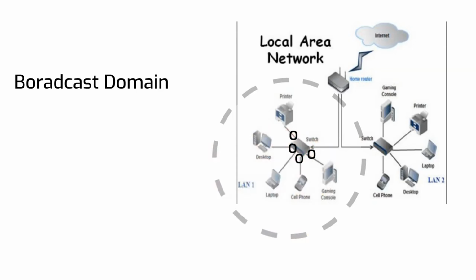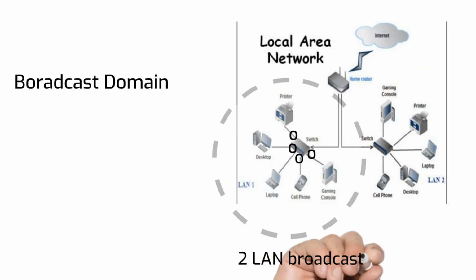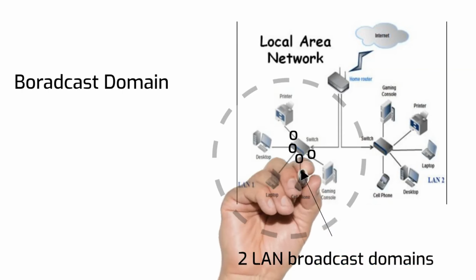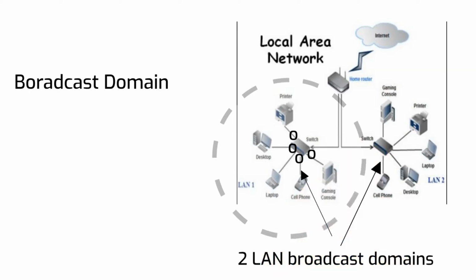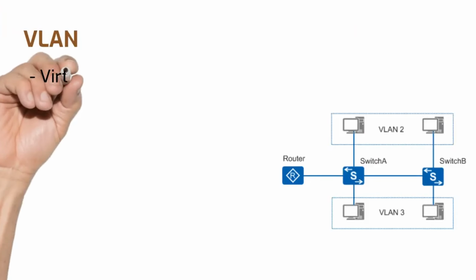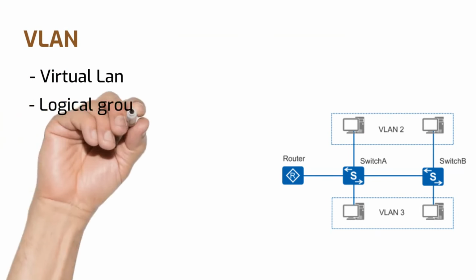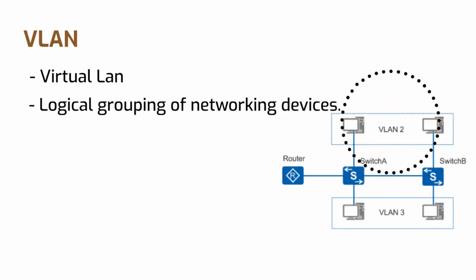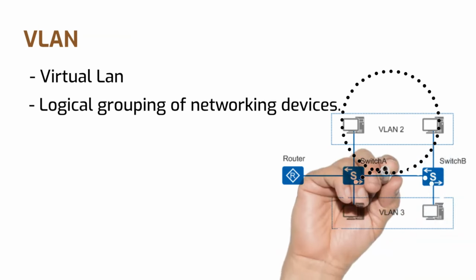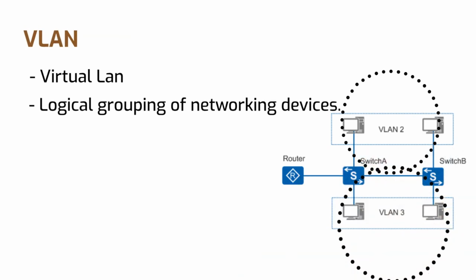Let's say to create two different LAN broadcast domains, you need to buy two different Ethernet LAN switches, which is very expensive. So this is where a VLAN is required. VLAN, also known as virtual LAN, is a logical grouping of network devices, where when we create a VLAN, we actually break large broadcast domain into smaller broadcast domains.